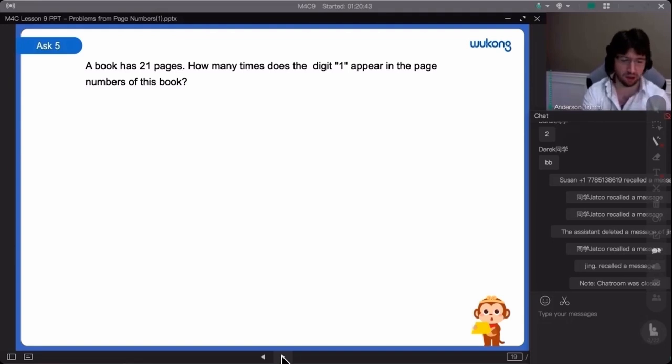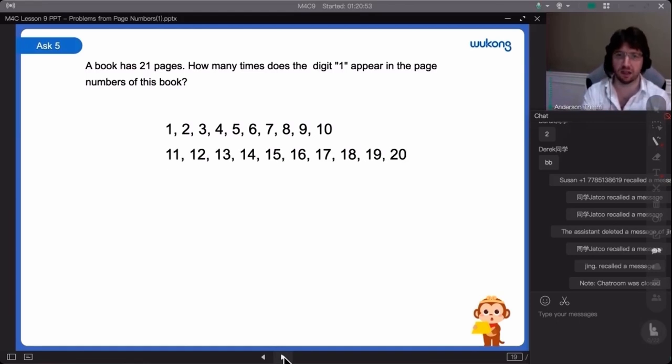So 21 is a 2-digit number. So 1 will appear either in the ones digit or in the tens place. To illustrate, maybe let's just write these out. If you have a lot of numbers, writing them all out is really not going to make sense, but let's just count the number of times 1 appears. So in the ones place, or units place, from 1 through 10, it appears once. From 11 to 20, it appears once, right? Right here and right here. And then from 21, it appears once. So it appears 3 times in the ones place or the units place.